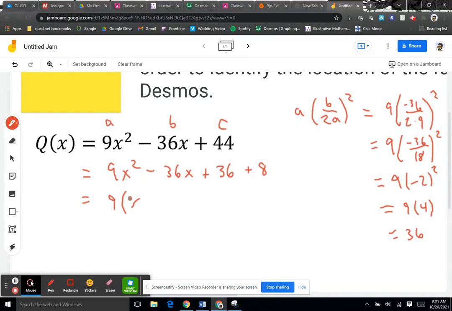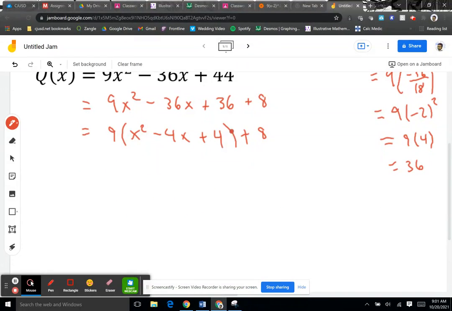So we'll have 9 times x squared. 36 divided by 9 is 4. So we have 4x. And again, another 36, so plus 4. And then we still have this plus 8 hanging out here. All right, and this should be a really simple perfect square to think about. We can rewrite that as 9, still right here, times x minus 2 squared.